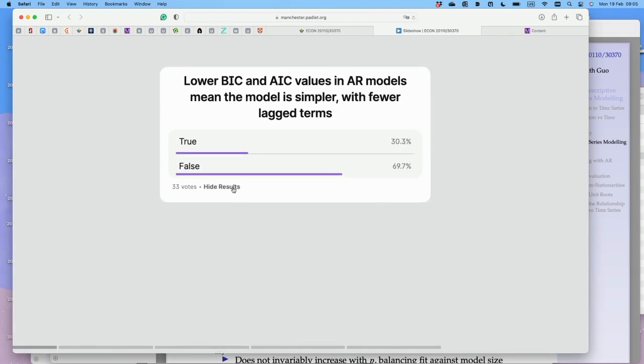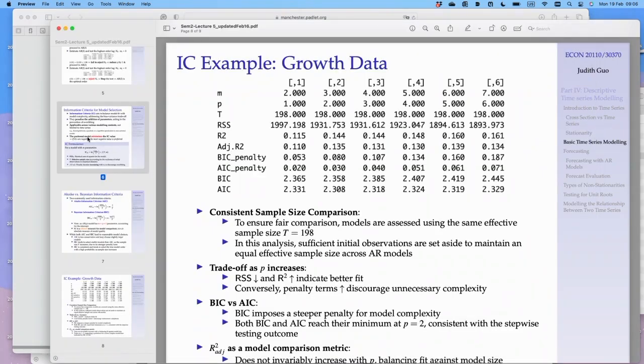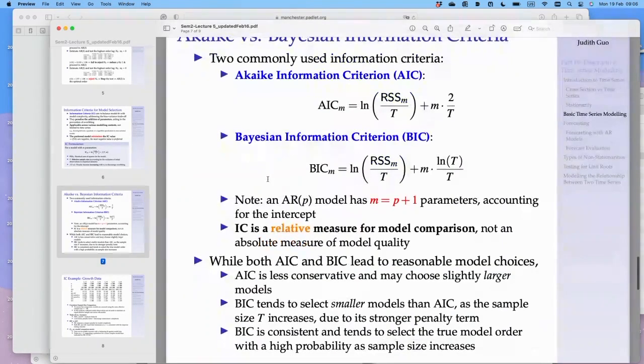Okay, so the majority gets it correct. So indeed, this is a false statement, okay? A lower BIC and AIC doesn't typically mean that the model is simpler. It just means that the model has a more balanced weight between model complexity and the number of parameters. It's not necessarily the case that the model with the fewest lags will give you the lowest AIC or BIC, okay? Remember that both the BIC and AIC are a function of two terms.